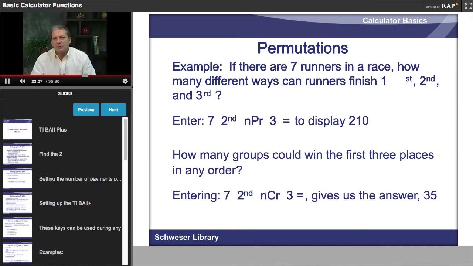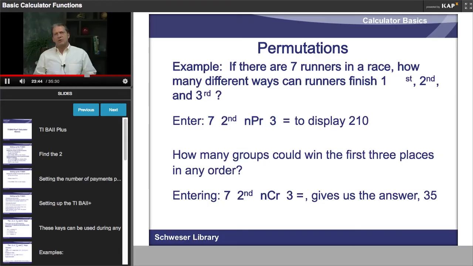So now we go, well, there are 7 runners, hit that permutations function, and then 3, and that'll tell us how many different groups of 3 there are in 7 items, when each group of 3 can be different if it's the same items with a different order. So the question here, how many groups could win the first 3 places in any order? 7, second function, nCr, the combination formula, gives us an answer of 35.